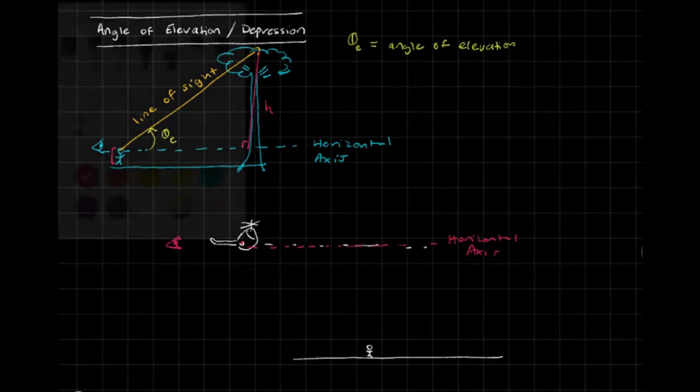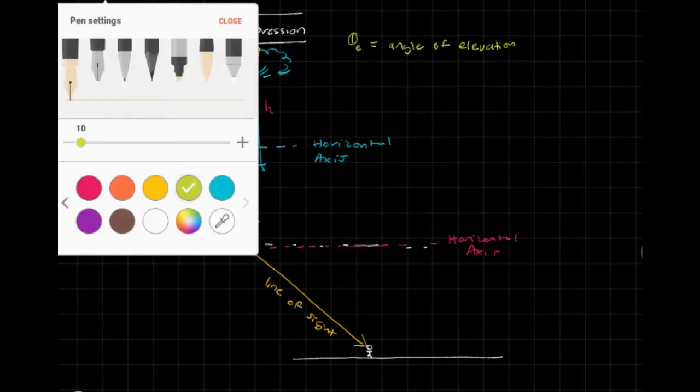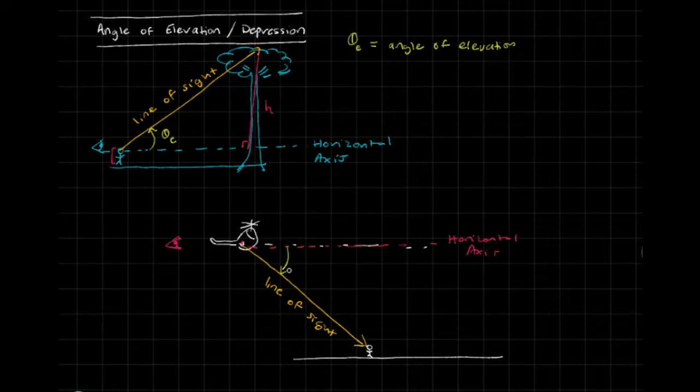And you're looking down on someone, so now this is going to be your new line of sight. So now the line of sight is, whoops, this is why you guys should use rulers. Right? Line of sight is the distance from where you are to where the person is. Okay? And if you look at the angle that's created between the horizontal axis and the line of sight, and let's do this in green here, this is your angle of depression.